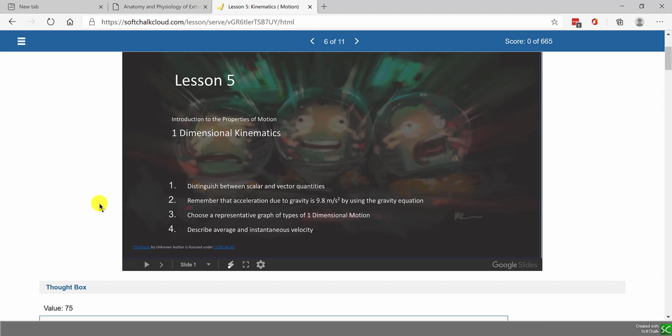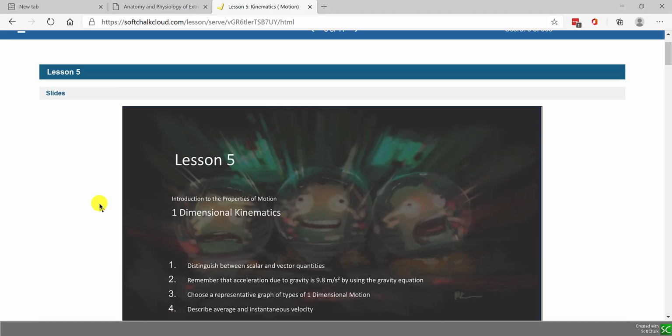I want you to understand what a scalar and a vector quantity is. I want you to understand what acceleration is versus velocity versus speed. It's really important. I want you to understand one-dimensional motion and position-time, velocity-time graphs and what they're trying to tell you. What is average velocity and instantaneous velocity? And be able to sort of describe motion from a 1D motion graph.